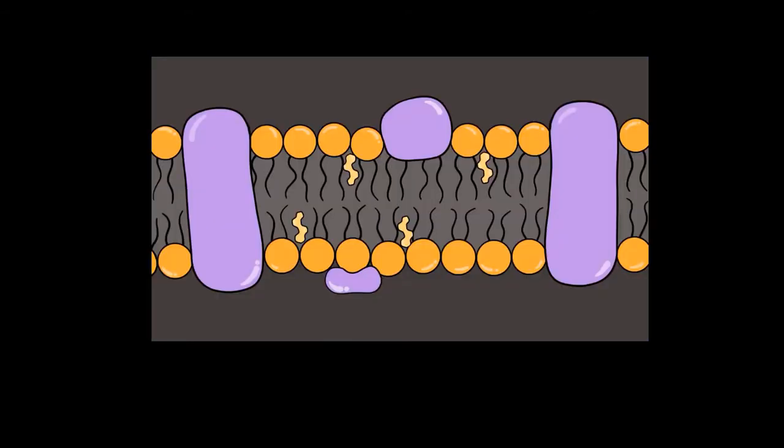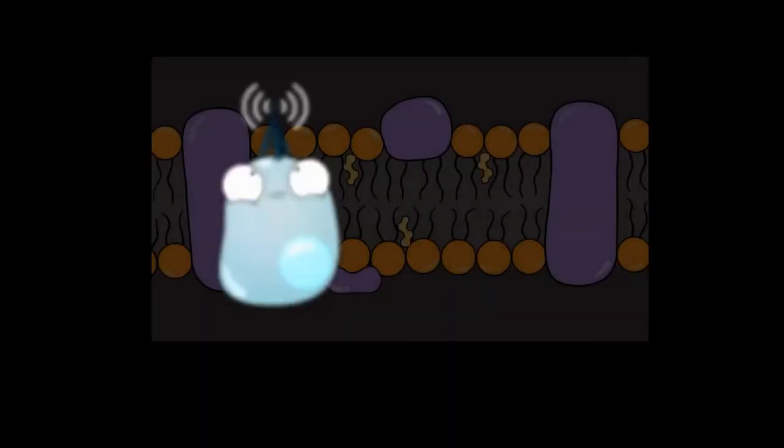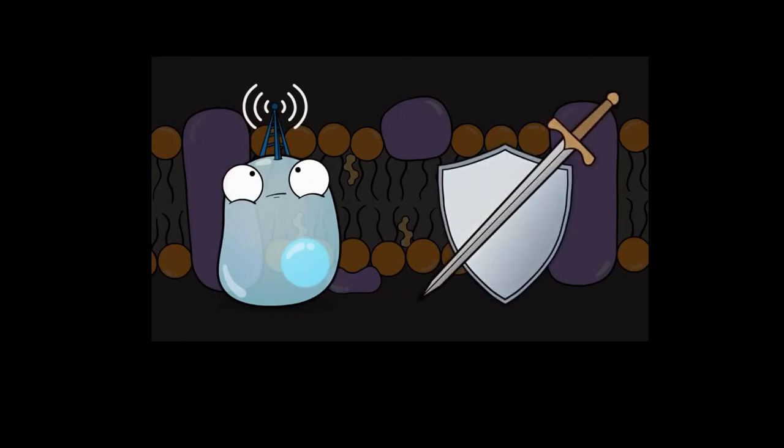infect. Understanding the components of the cell membrane and how those components are involved in recognition and cell signaling is critical to understanding how to fight back against many viral and bacterial diseases.